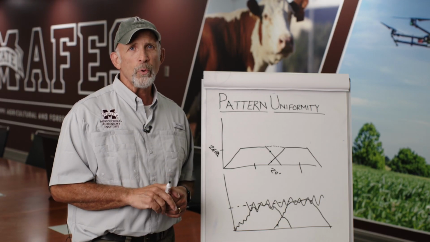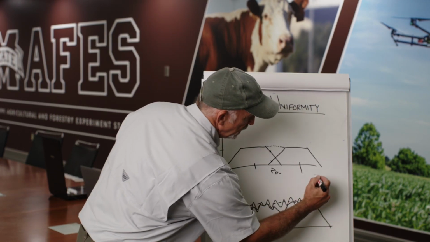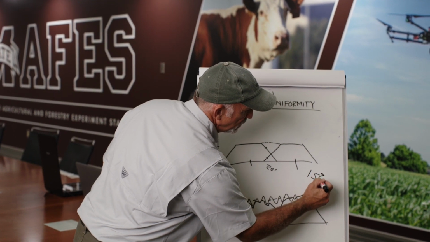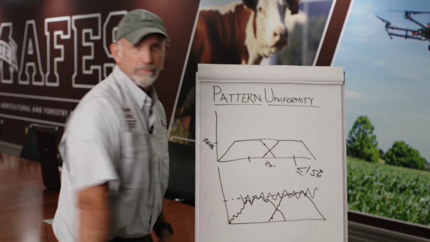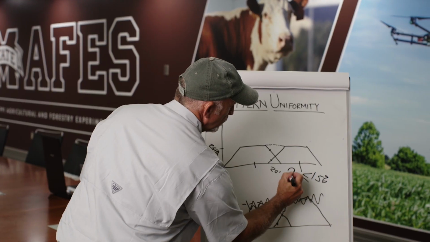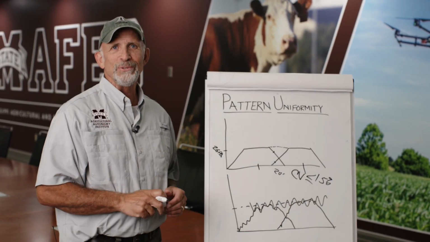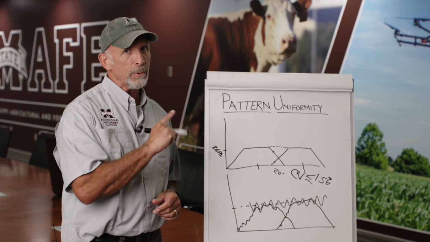So this is pattern uniformity, and our target is 15% or less for our coefficient of variation. All right, hopefully that wasn't too much math for you, but that's pattern uniformity and how we measure it.